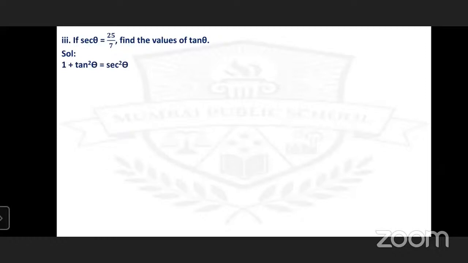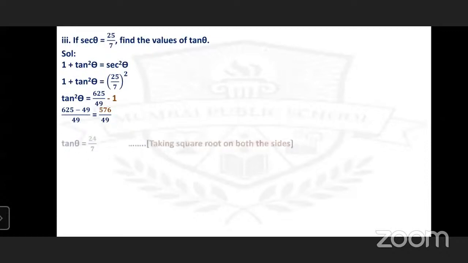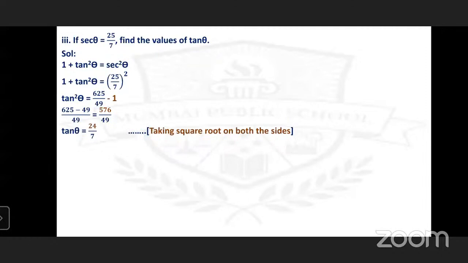Now the value of sec theta is 25 by 7. We substitute here and take the square. So the square of 25 is 625 and 7 square is 49. We take this 1 on the left hand side, so minus 1, then cross multiply. We get 625 minus 49 upon 49, that is 576 by 49. Then tan square theta is equal to 576 divided by 49. We take the square root on both sides. Then we get tan theta is equal to 24 by 7.